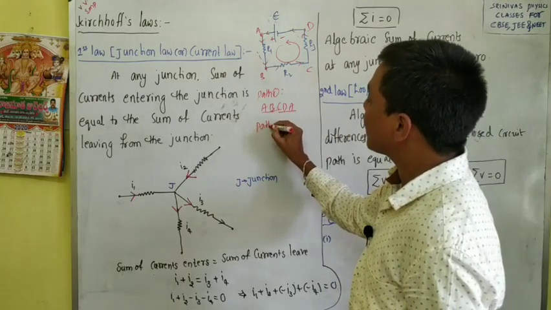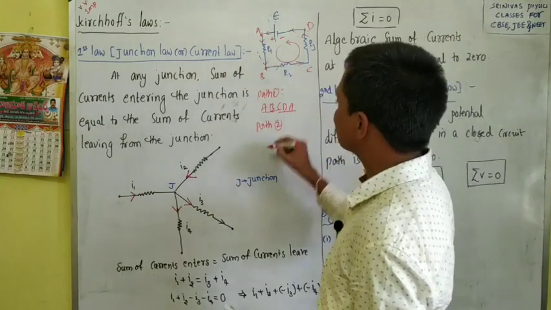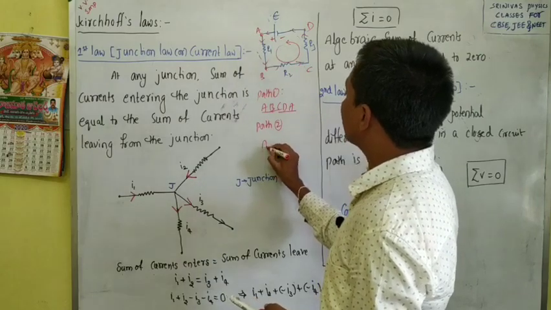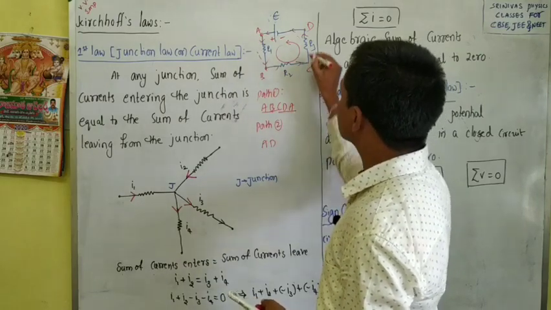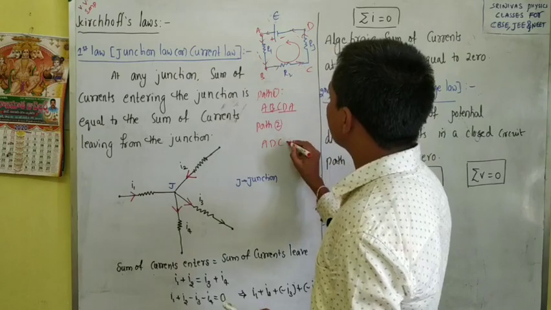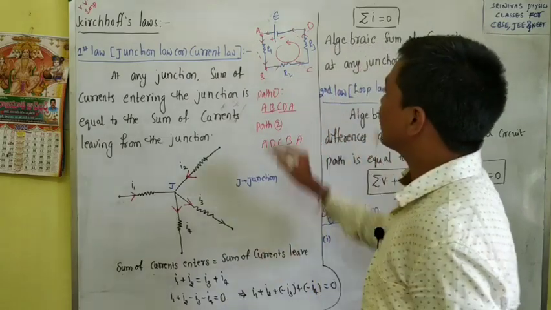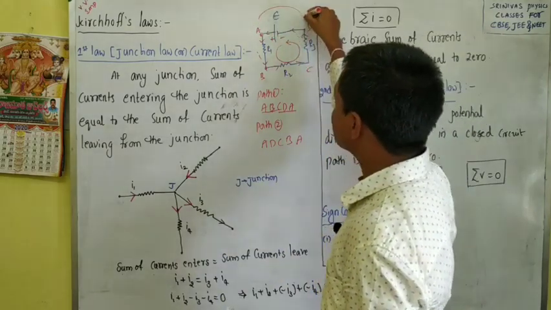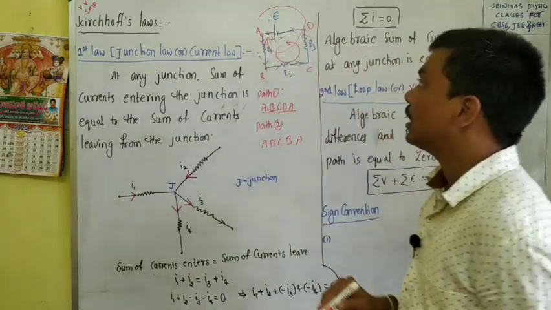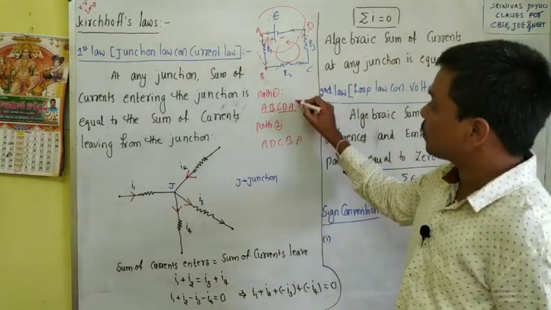I will select another closed path in the reverse. I started from A and go to D, next to C, next to B, next to A. Okay, started at A and go like this, and again come back to A. Right? This is path 1 and this is path 2.